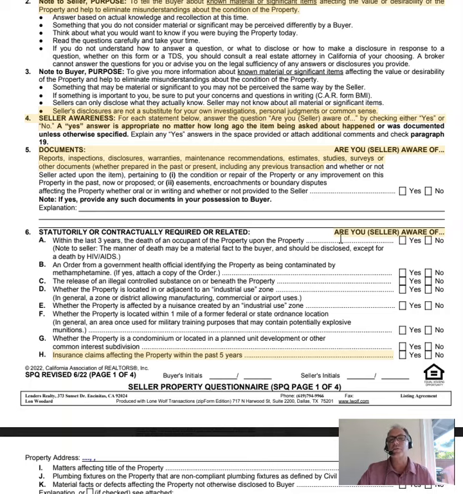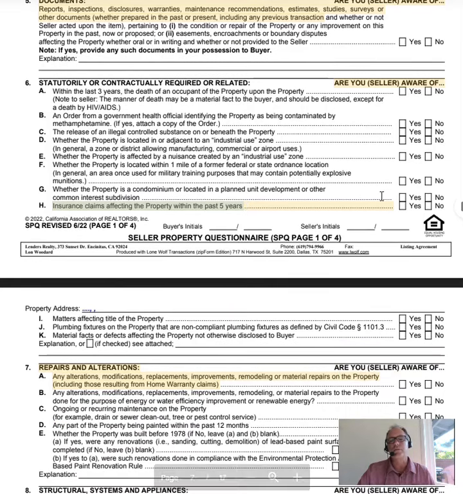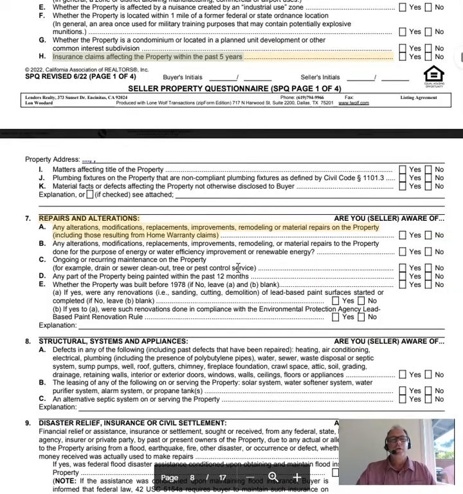And here again, it says, are you aware of? So remember, if you're not aware of it, it's no. If you are aware, then you need to disclose it. Another big one that's common is insurance claims affecting the property within 5 years. A lot of times, especially in condos, there's almost always some sort of a leak or something that happens. This is another big one that usually is commonly checked: repairs and alterations, any modifications, improvements, remodels of the property.